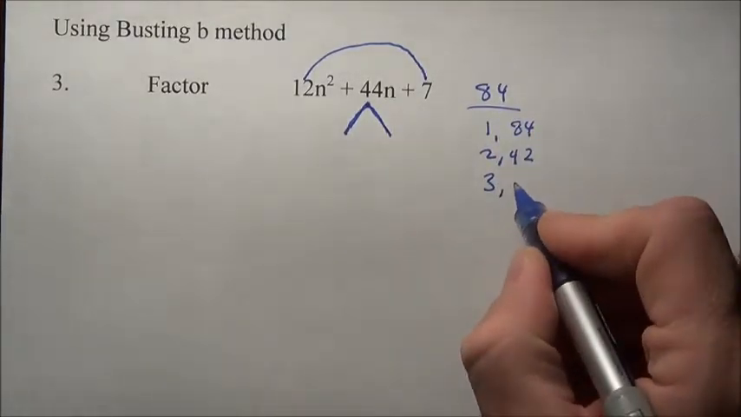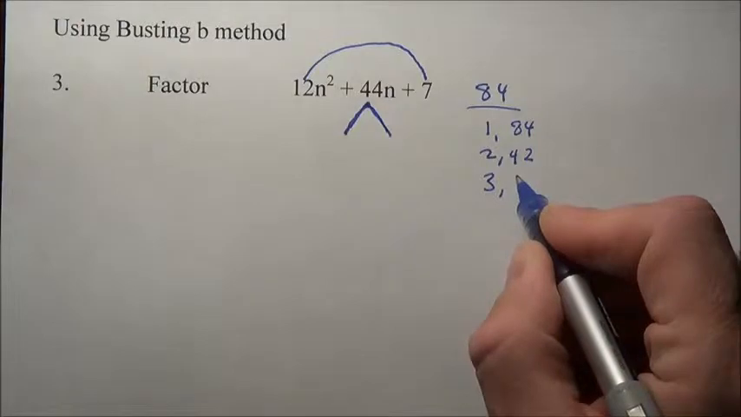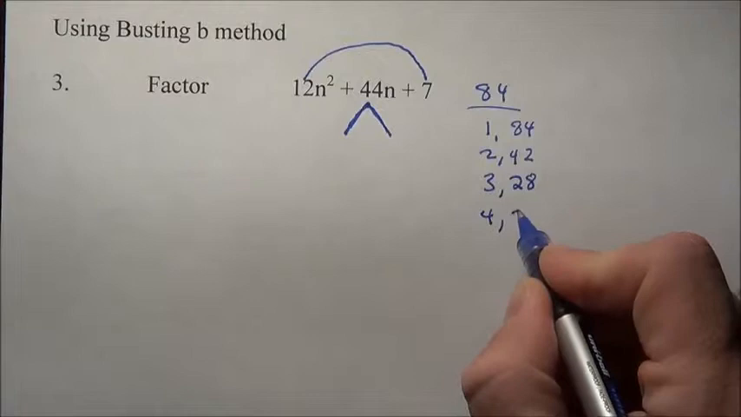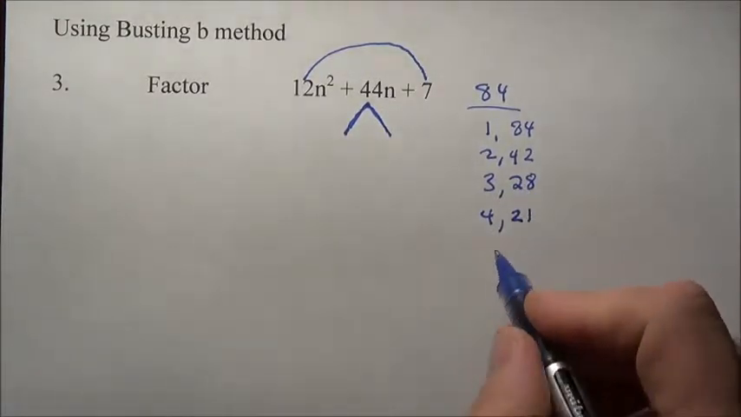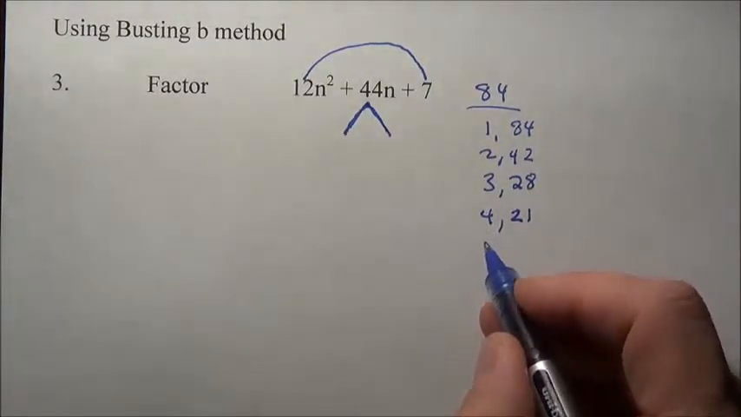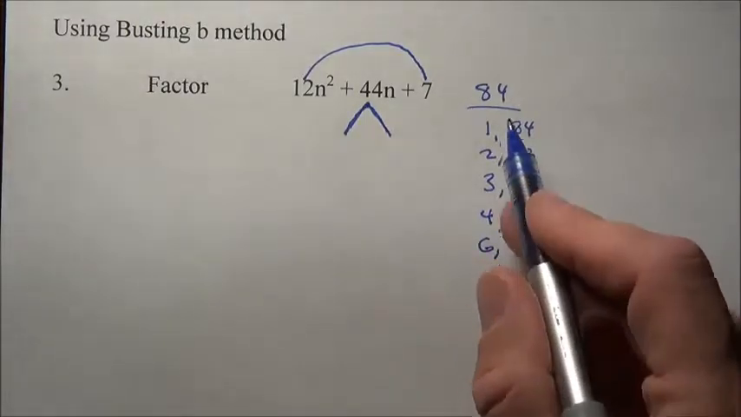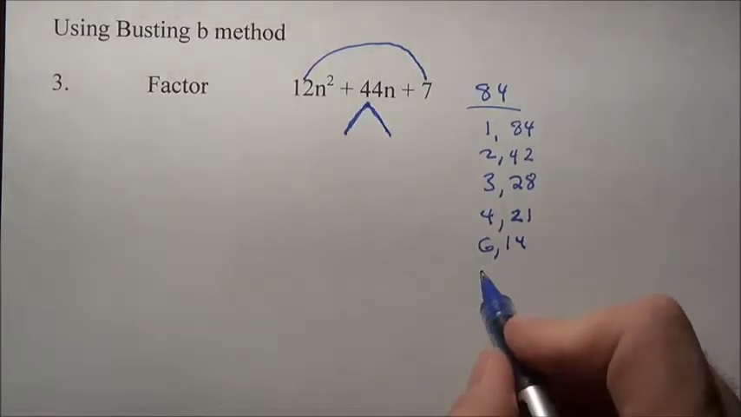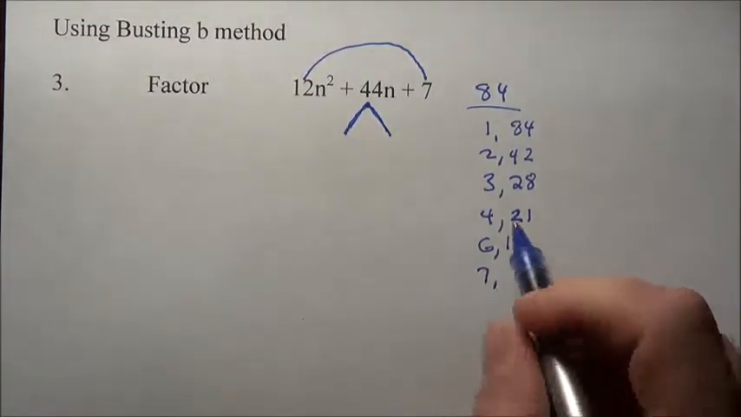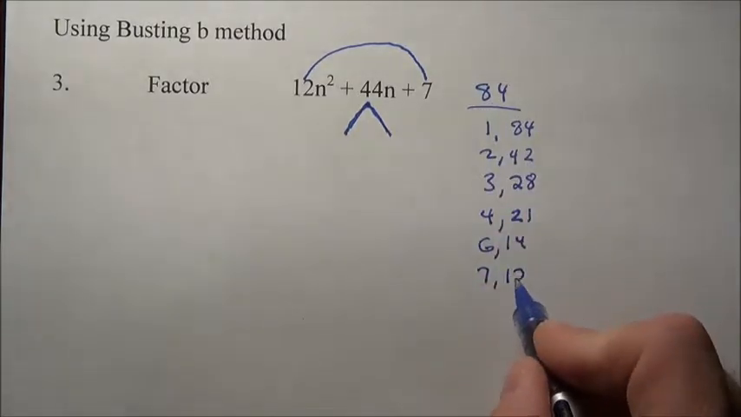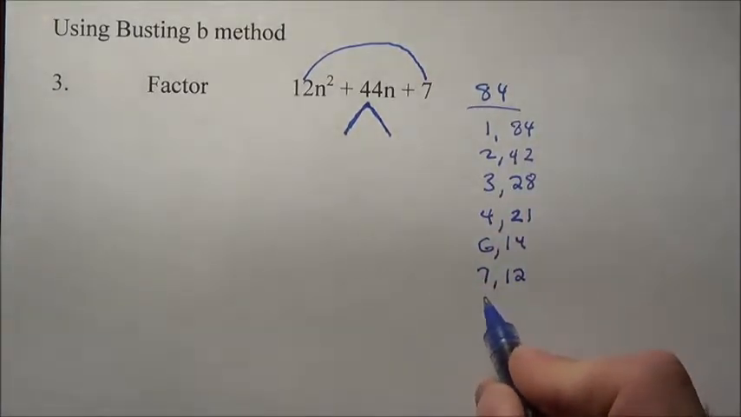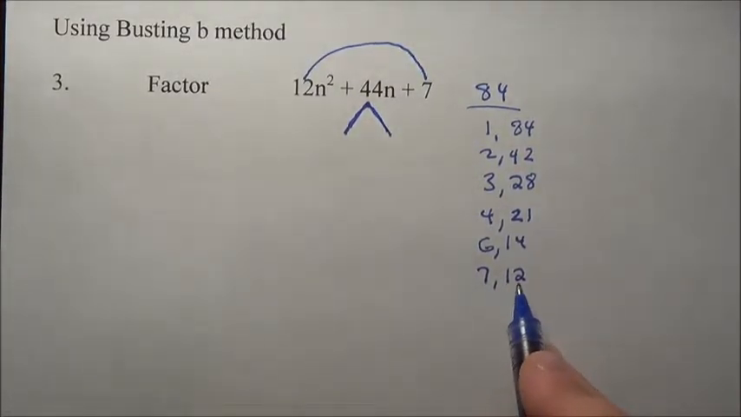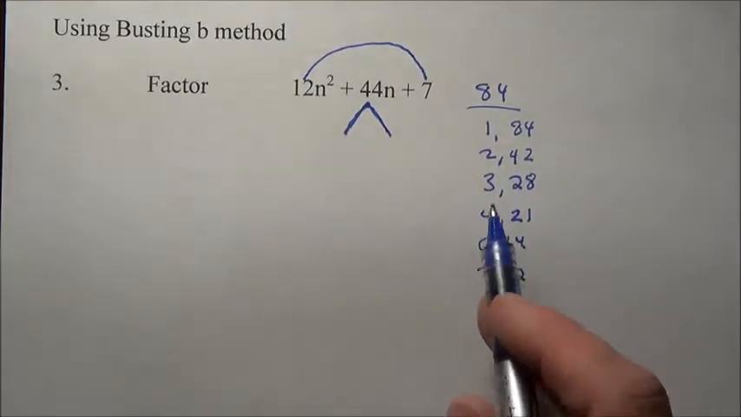3 goes into it, 30 is too much, come down, it's going to be 28. 3 and 28. 4 goes into it times 21. 5 does not go into it. 6 goes into it 14 times. 7 goes into it also. Wow, this guy has a lot, doesn't he? Goes into it 12 times. 8 does not go into it. 9 does not go into it. 10 doesn't. So now at this point I know I'm done because 11 doesn't, and now I'm back at 12 going back this way. So here are all the multiples.